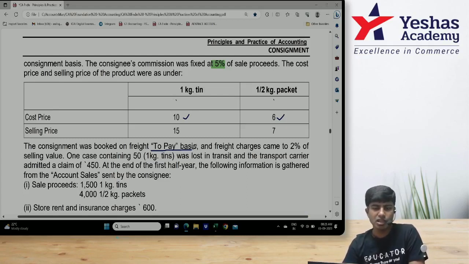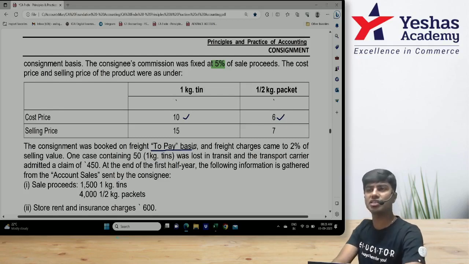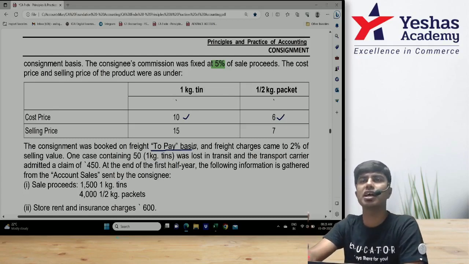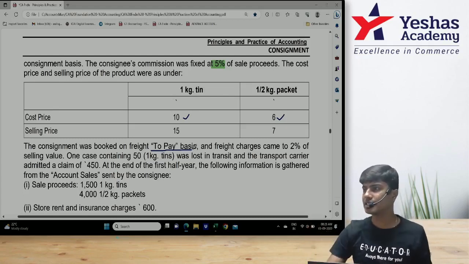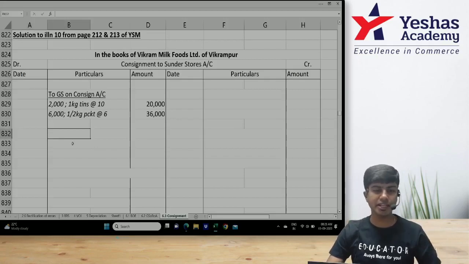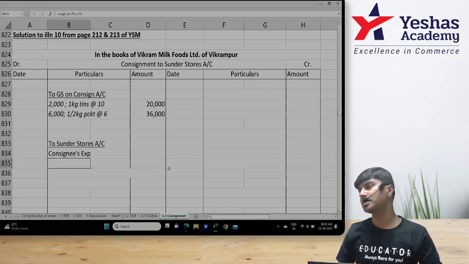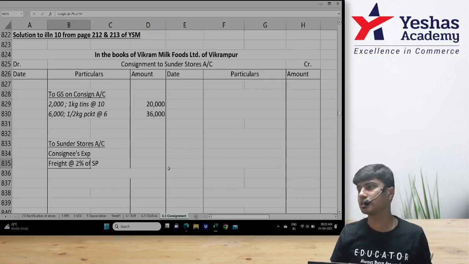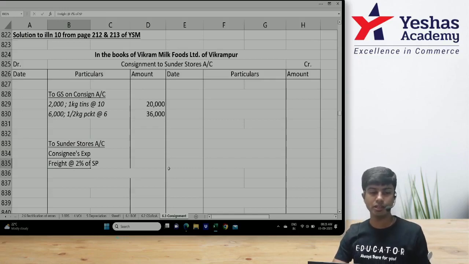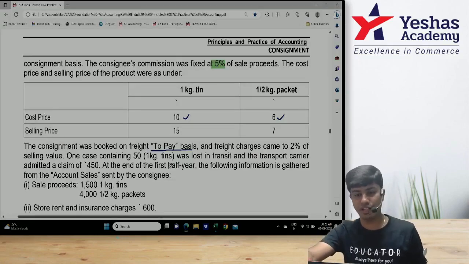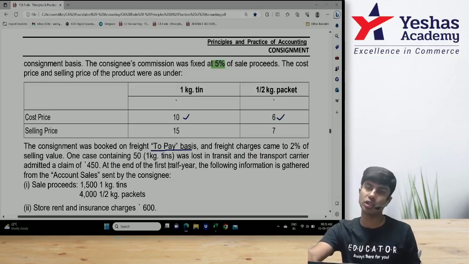How much is that expense? Freight came to 2% of the selling value. When they say selling value, you should multiply by 10 or 15. The transporter is saying whatever is the selling price of your goods, on that 2% is my transportation expense. Did you get this? Now tell me, what is the journal entry? Consignment account debit. Who paid the expense? The consignee, Sundar Stores. You need to collect from the consignee. How much? Freight at 2% of selling price. Tell me, how much is freight at 2%? 2000 into 15, 6000 into 7, total into 2%.